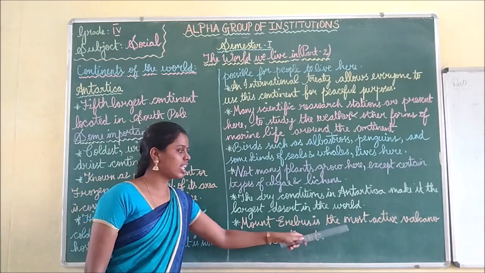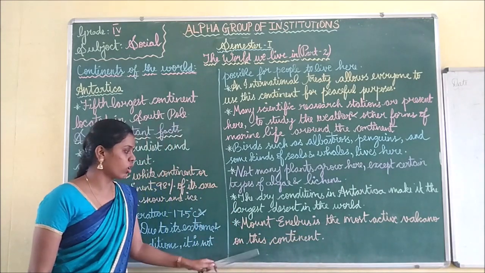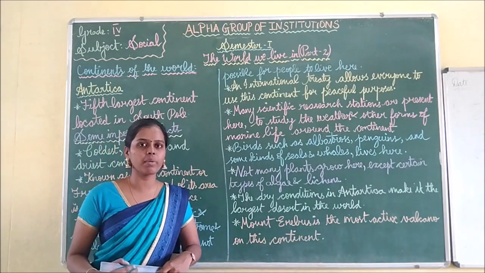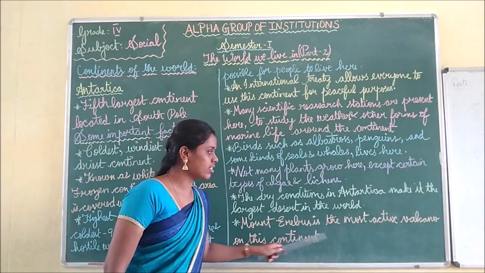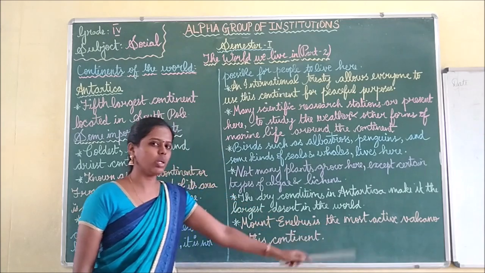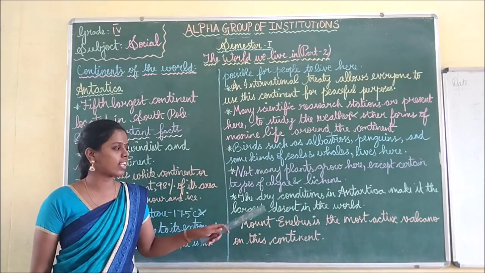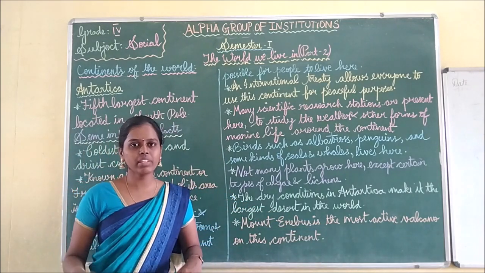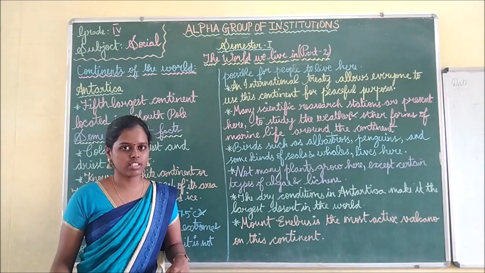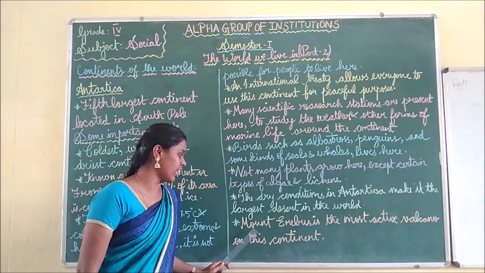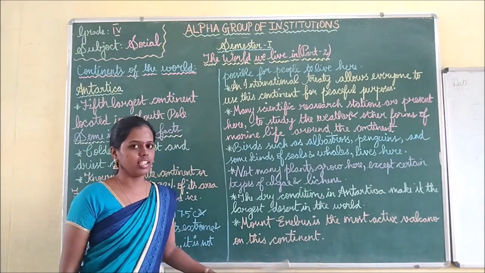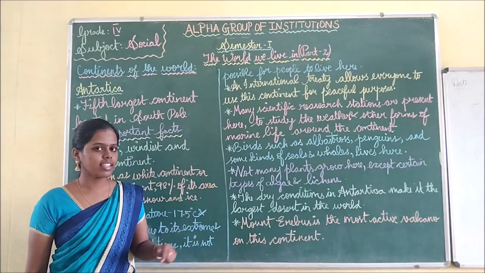Mount Erebus is the most active volcano on this continent. Volcano means, in Tamil we will say Erimalai, no. Only one active volcano is there. Active volcano means at sometimes it will burst. So, it is the active volcano. Only one active volcano. Name is Mount Erebus. It is located in Antarctica.